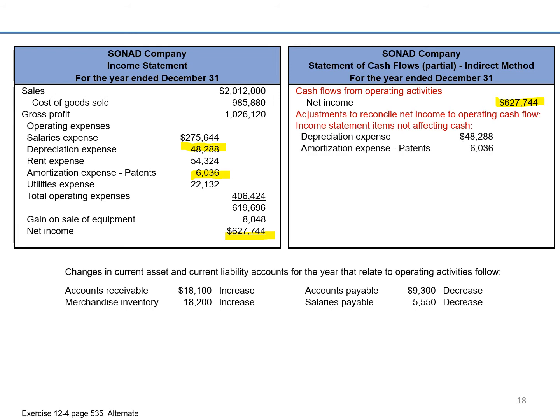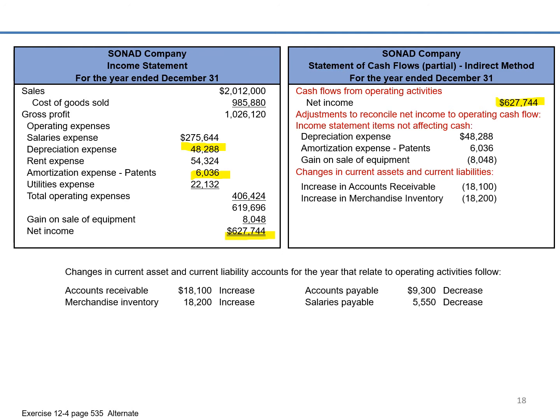Then do we have any gain or loss that we need to account for? We do. We've got gain on sale of equipment. So that was added to our net income, but it's not cash. So we need to undo the effect of that, so we're going to subtract it. Then we have accounts receivable increasing and merchandise inventory increasing. Well, when assets increase, they reduce your cash. They go in the opposite direction, right?